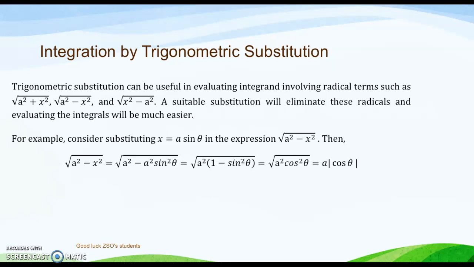For example, consider substituting x equals a sine theta in the expression square root of a squared minus x squared. We substitute x with a sine theta, and we get square root of a squared minus a squared sine squared theta. You need to factorize a squared outside the bracket, and we get 1 minus sine squared theta. Using the identity, you will get cos squared theta. So it equals a cos theta.